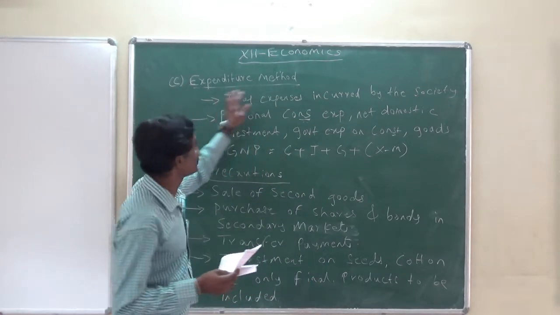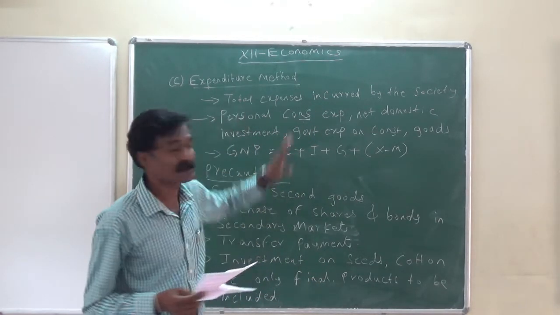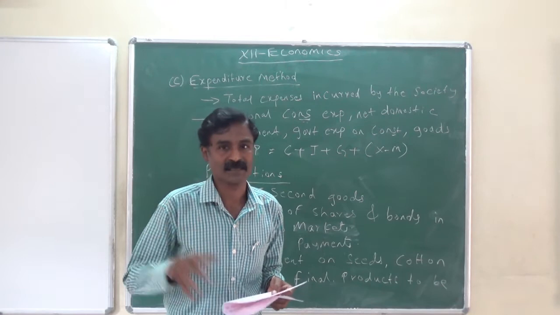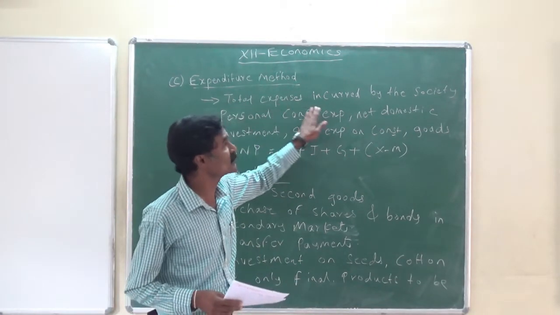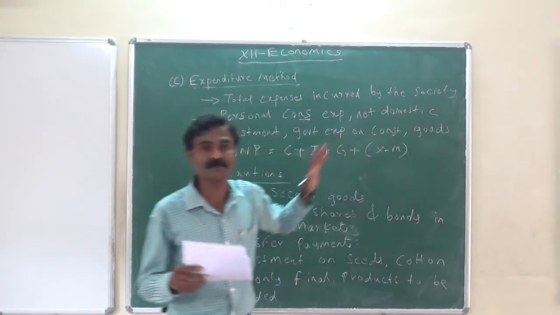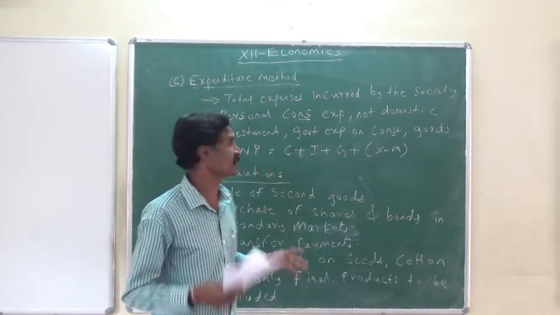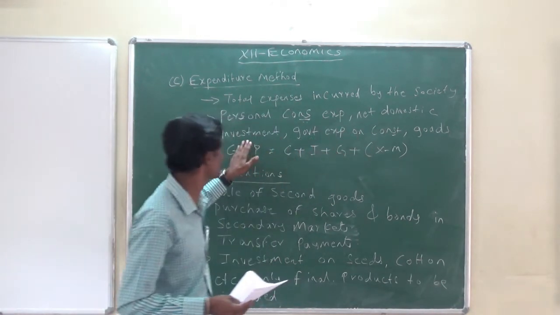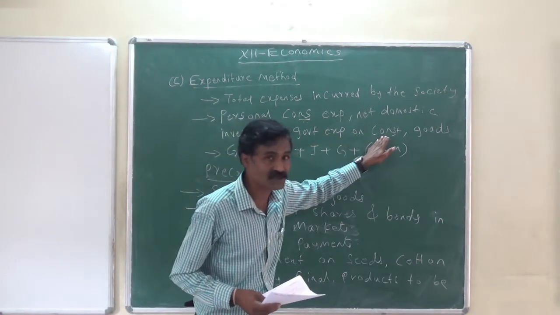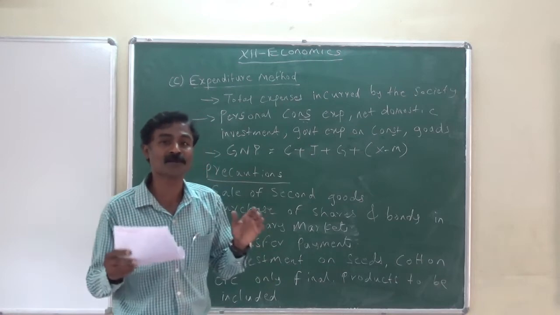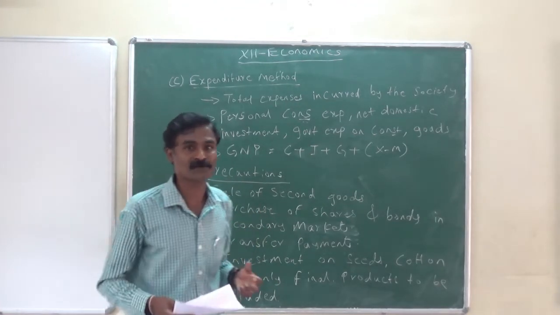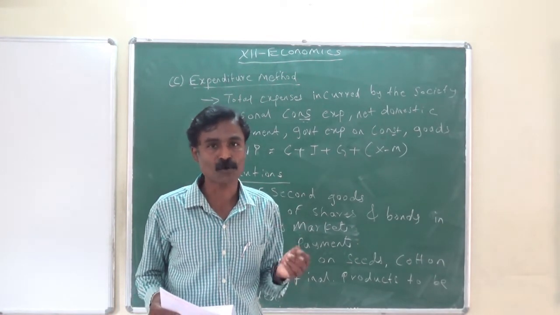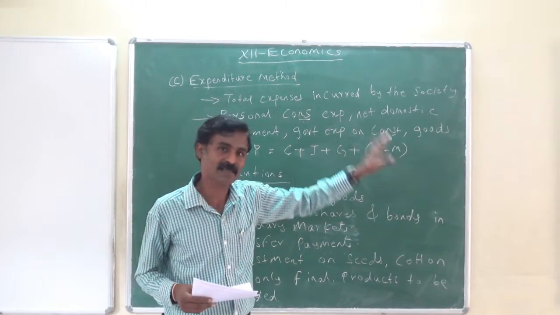Okay, the next thing is the expenditure method. This is the last one. In the expenditure method, we'll see how much money is spent by the government for the society. The first point is the total expenses incurred by the society. Next are personal consumption expenses, net domestic investment, government expenses on construction, goods, etc. These are some of the costs incurred by the government towards the society. That means the government spends a lot of money on hospitals, buildings, construction of dams, roads, etc. All these come under the expenditure method.